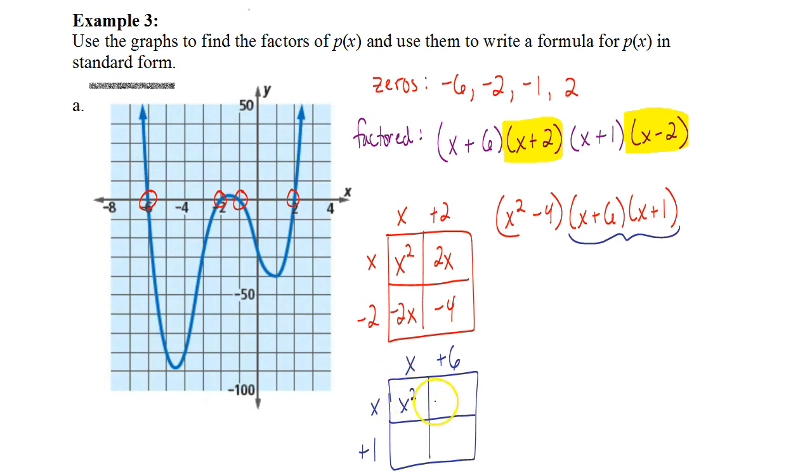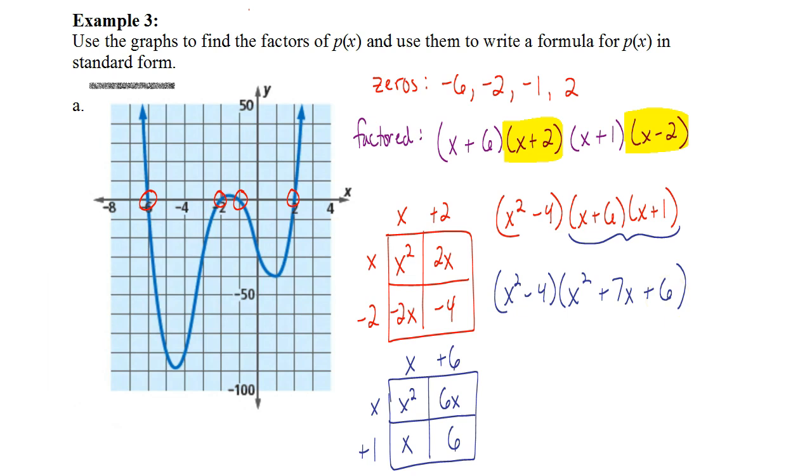And when we do that, we get x squared. This would be 6x. This would be a positive 1x, and then we would get 6. So when we combine like terms, don't forget about that x squared minus 4. We still have to multiply by that. But when we combine like terms, we get x squared, 6x and x together makes 7x, and then plus 6.